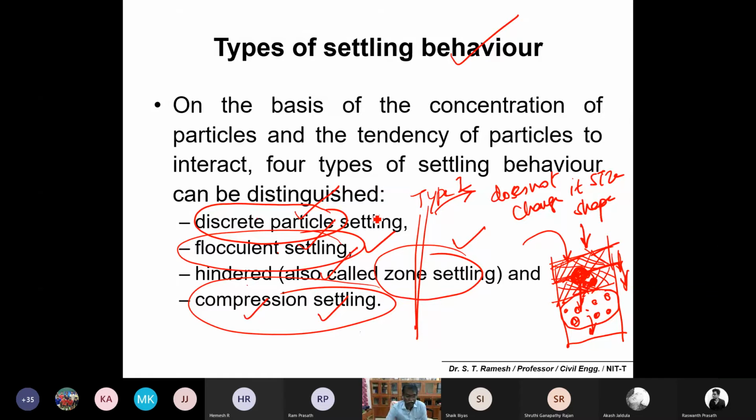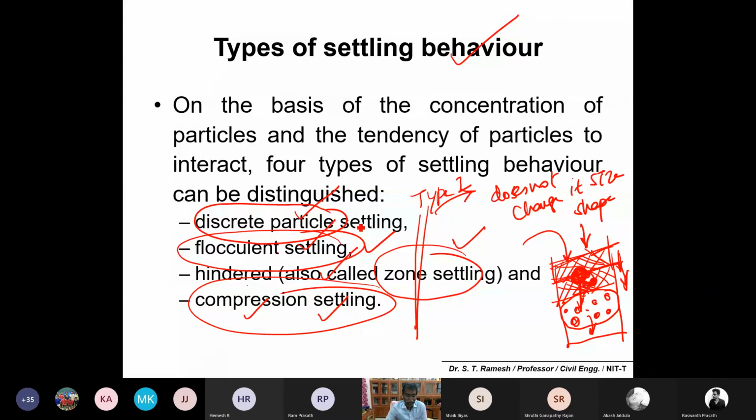And flocculent is about at least a neighbor. By seeing, or they may join hands. Sometimes they may also have a kind of group study. So by joining two or three, there could be a possibility of this second type of settling.